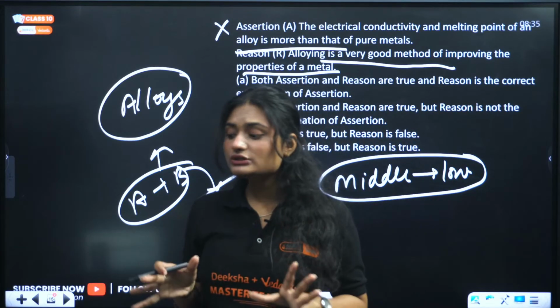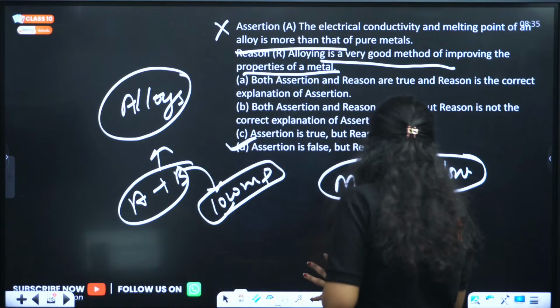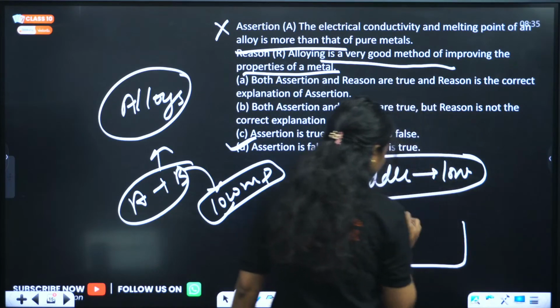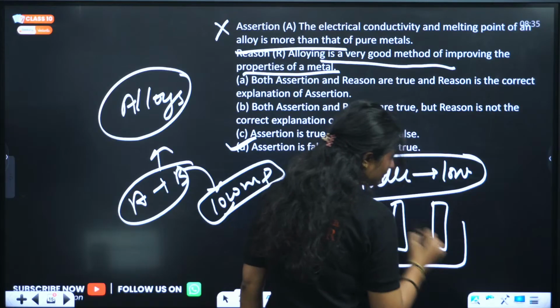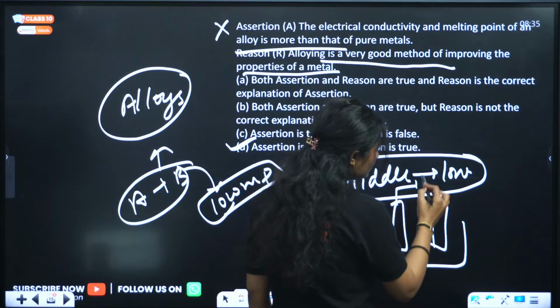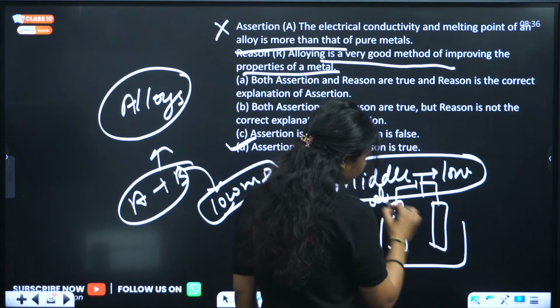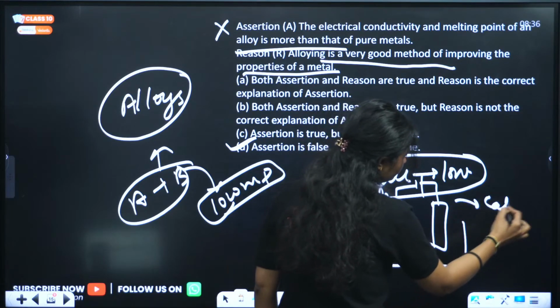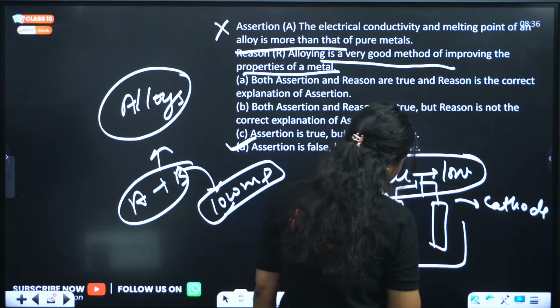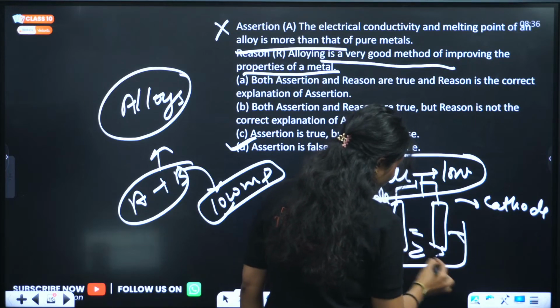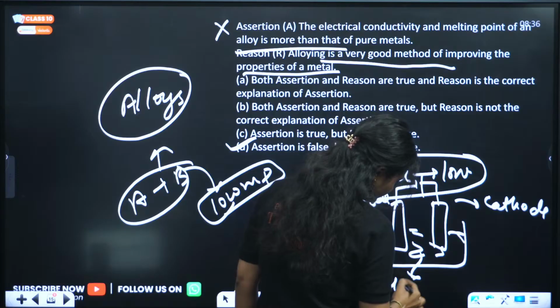So how do you do the electrolytic refining? Just to explain it to you, we have two rods. One is anode and one is cathode. Both are connected to a source of electricity. Let's say this is anode and this is cathode, and there is a salt solution, or you can say electrolyte.